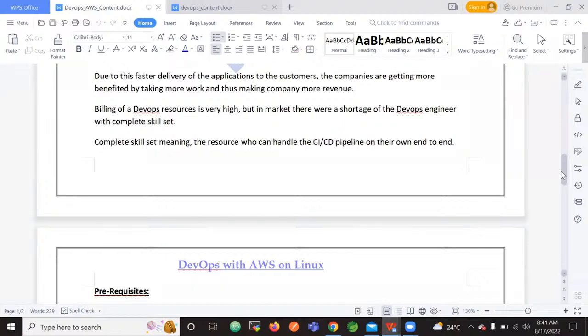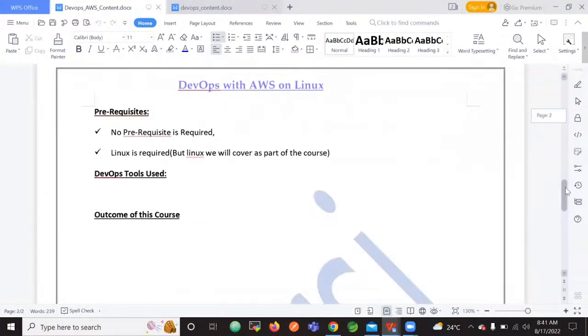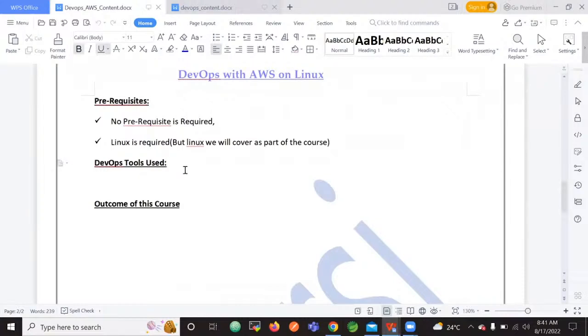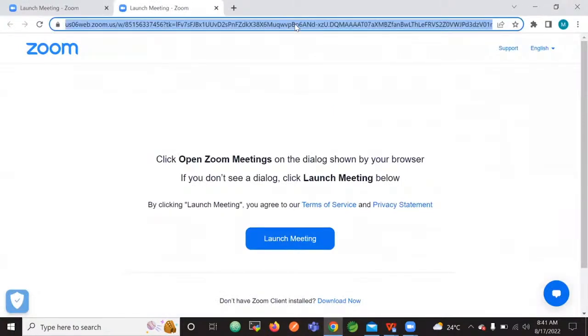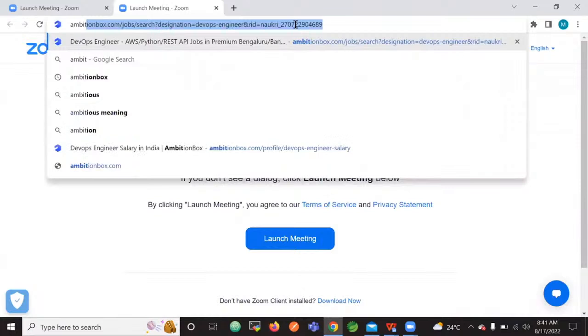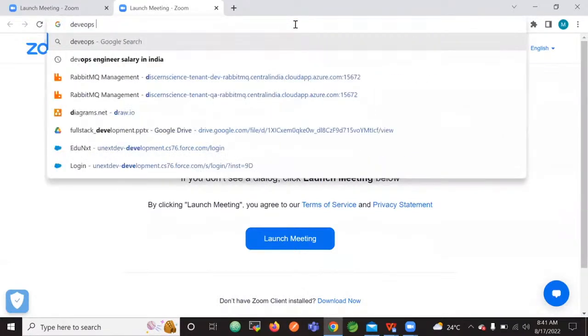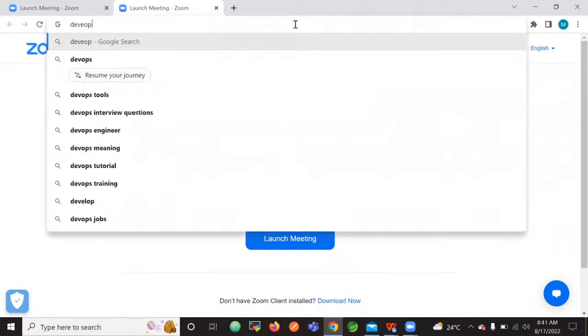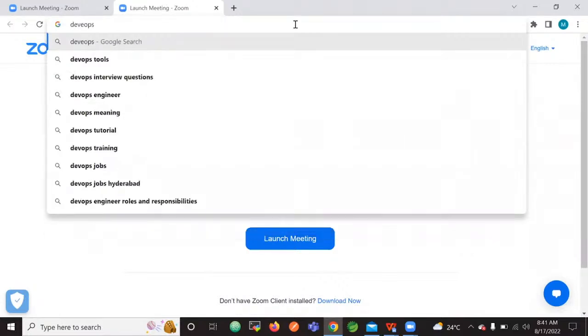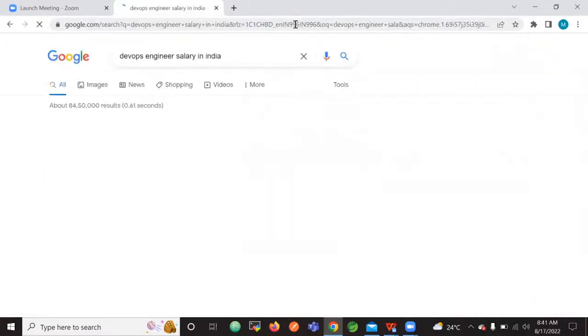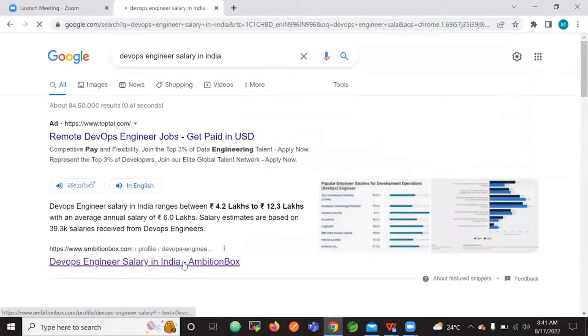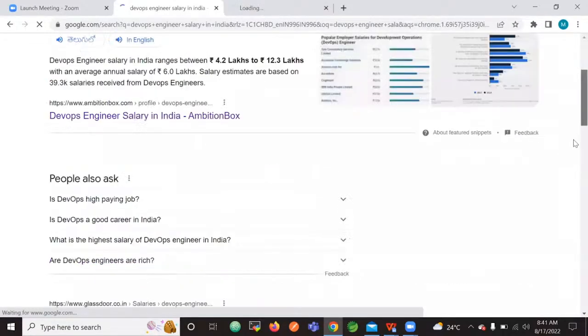Now in DevOps, what kind of skill set resources is the market looking for exactly? For that, let us do some market analysis. Let me open DevOps engineer salary in India. There is a site called Ambition Box. Let me open that Ambition Box site.